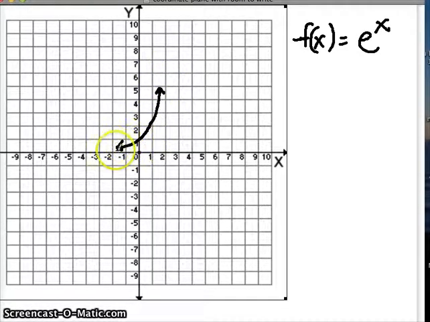And as we move towards our negative inputs here, our negative x values, our graph is going to approach 0 but never touch 0. We're never going to be able to get an output of 0 from an exponential function. So what we say is that the x-axis becomes an asymptote. An asymptote is a line where a graph never touches.